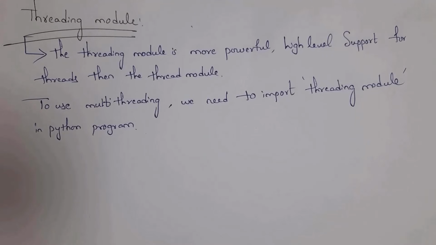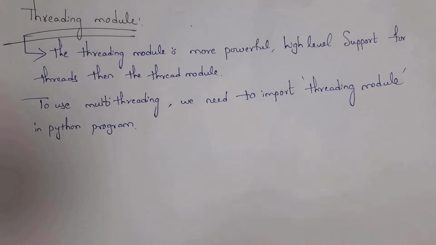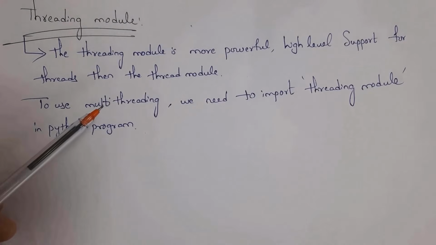Next, I will explain the threading module in Python. If you want to execute multiple threads at a time, then you can use either the thread module or the threading module. By using the threading module, you can execute multiple threads at a time, that is nothing but concurrent execution. When compared to the thread module, the threading module is more powerful and it provides high level support for threads. Multithreading is nothing but executing multiple threads at a time.